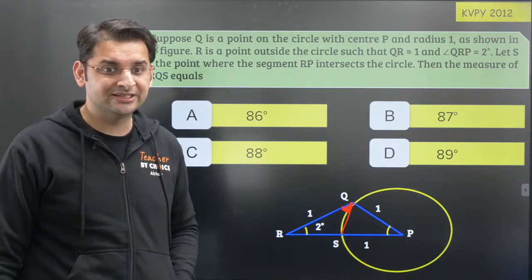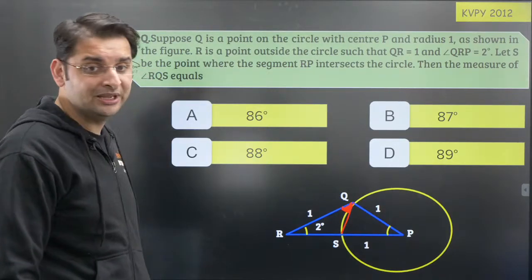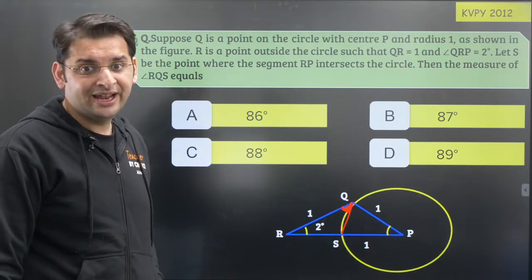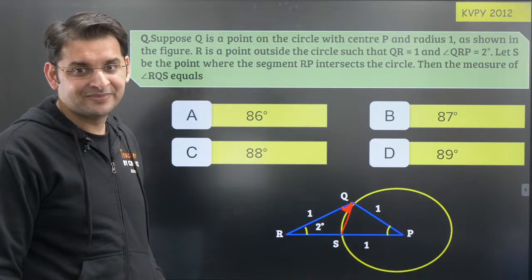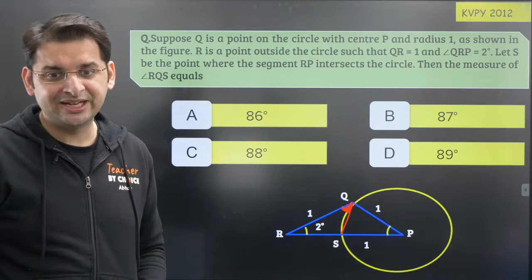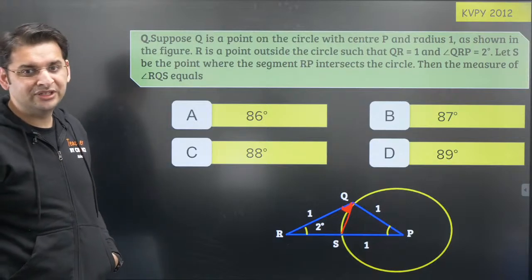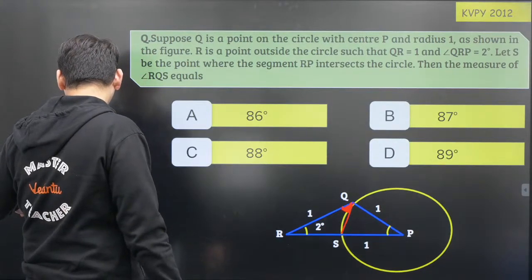Let us see if you're able to find this answer. Well, what will the answer be? 86, 87, 88 or 89 degrees? Modern info is saying 87 degrees. Let us see if modern info is correct or not.